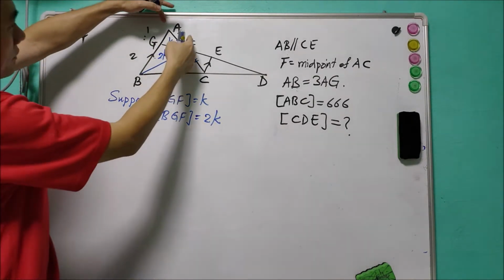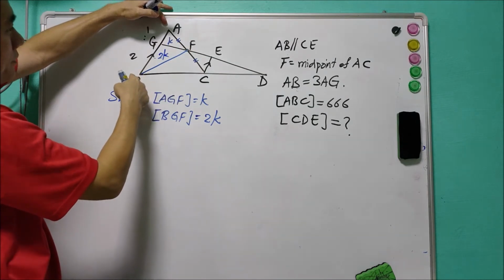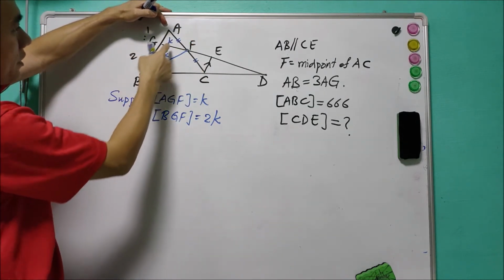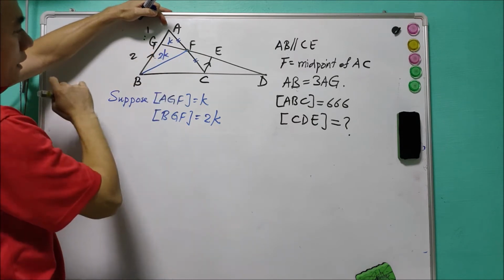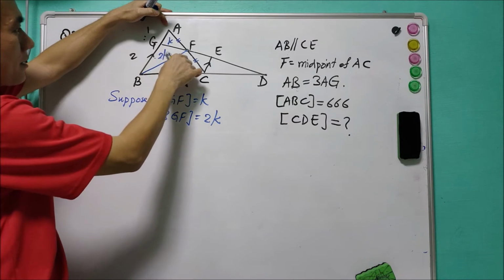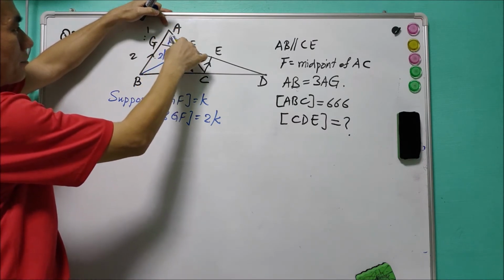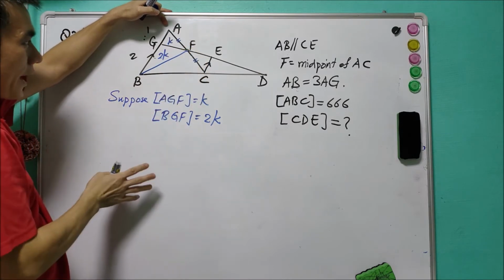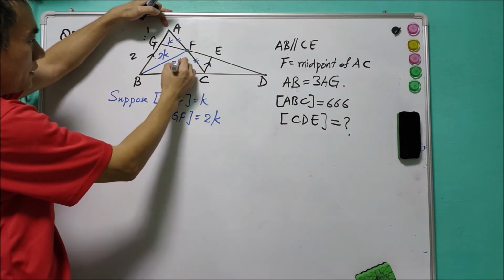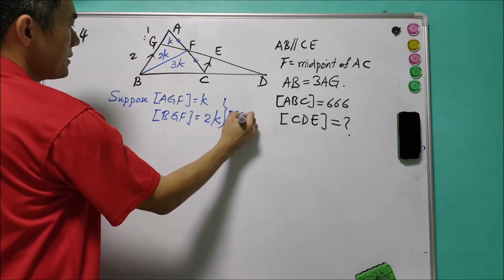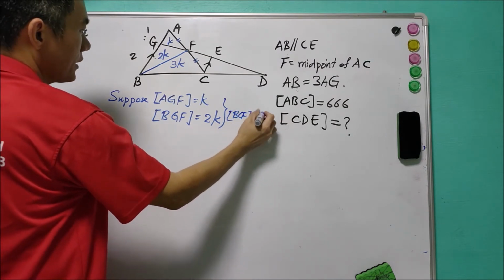And now we look at the triangle AFB. The triangle AFB is of area of 3K. And the triangle CFB has the same height as the triangle AFB, and the bases are of the same length, so this will be exactly equal to 3K. The area of triangle BCF equals to 3K.